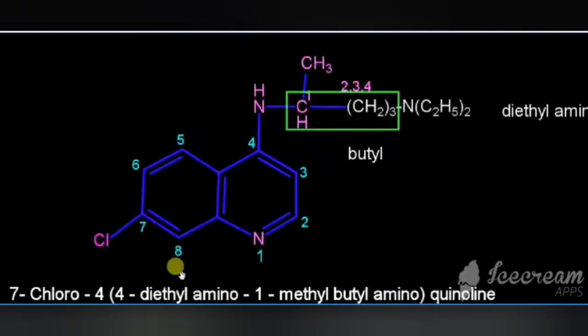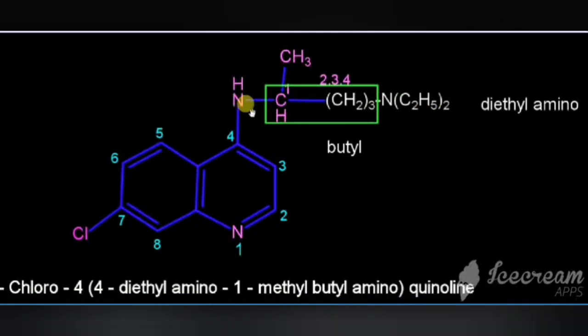What is that? We have a quinoline nucleus, and in the 7th position we have chlorine, and the 4th position is connected with an amine. That amine is connected with a butyl group, and with the butyl group the first carbon is connected with the methyl and the 4th carbon is connected with the diethylamino group. So that is the structure of chloroquine.